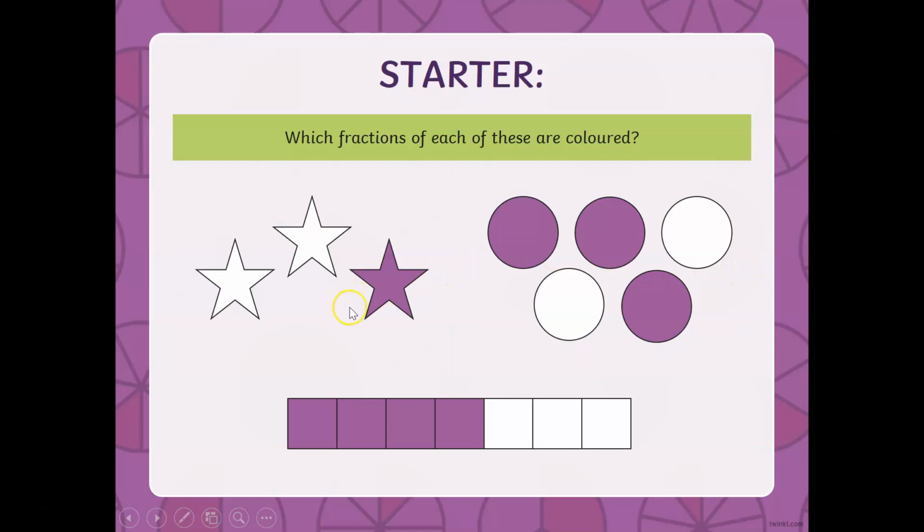For the stars, it is 1/3. 1 is shaded of 3. For the circles, we got 3/5, 3 shaded of 5. And for the squares, we got 4/7. 4 are shaded out of 7 boxes. Did you get the correct answer? Good job. If not, stay tuned for this topic.